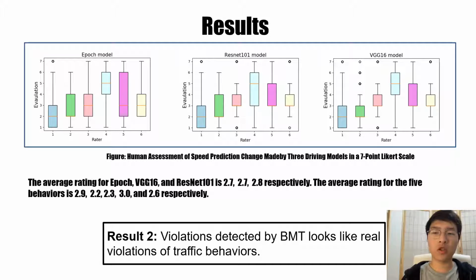The box plot shows the ratings of 6 raters on 3 models. Some key information can be extracted from the figure and the experiment result. The average rating for Epoch, VGG16, and Resnet 101 is 2.7, 2.7, and 2.8 respectively. The average rating for the 5 behaviors is 2.9, 2.2, 2.3, 3.0, and 2.6 respectively. This result means violations detected by BMT look like real violations of traffic behaviors.